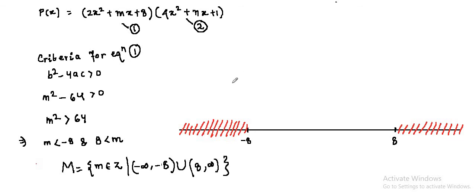So this is the range for m that we have obtained. Moving on to the criteria of equation 2, again the same thing we are going to see. We will be finding out that discriminant, if it is greater than 0, then only it will have two real distinct roots. So again let's do b square minus 4ac, which is greater than 0.